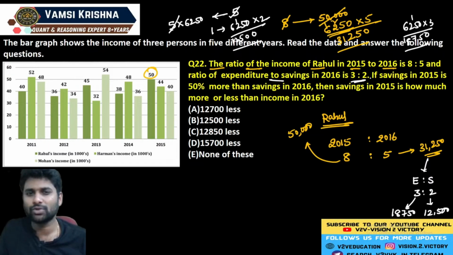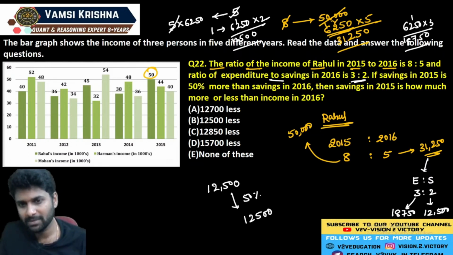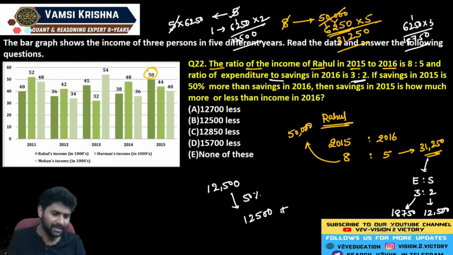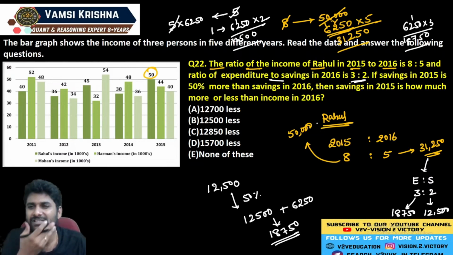If the savings in 2015 is 50% more than the savings of 2016, which is 12,500, 50% more means 50% of 12,500. 50% of 12,500 is exactly equal to how much? 6,250, right? So add these two numbers, you will get the value. Again, it's a value of 18,750.